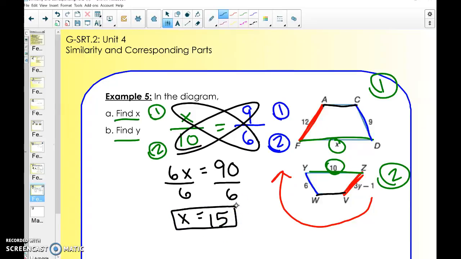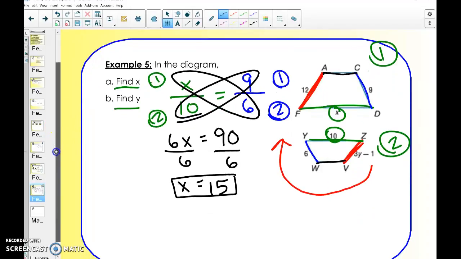Again, check and make sure, does that seem reasonable? 15 over 10 equals 9 over 6. Yes, that does seem pretty reasonable. Okay, and you can even cross multiply to double check. 15 times 6 is 90, and that's exactly what we're trying to get. Okay, so first one, not too bad.